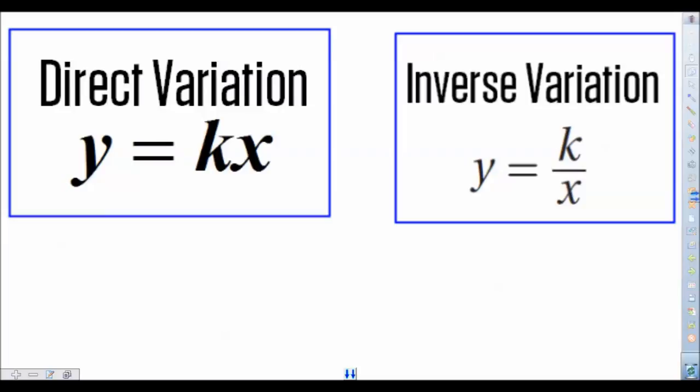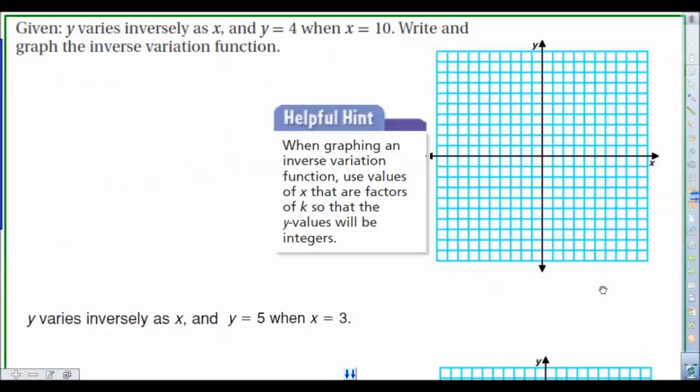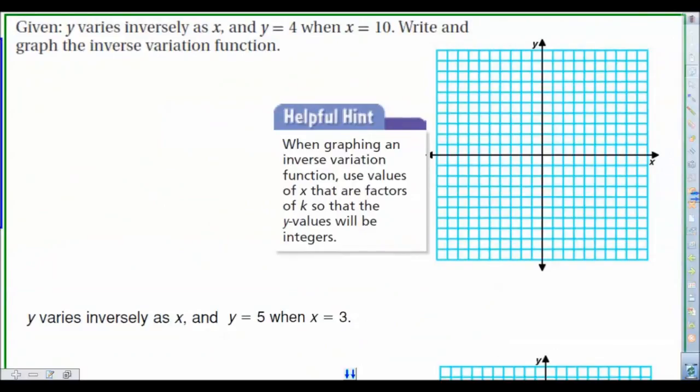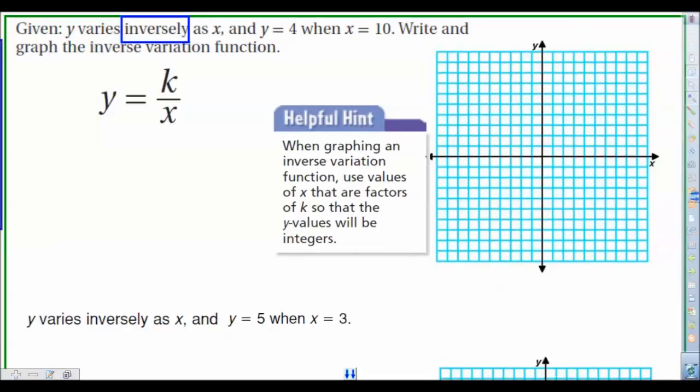So now when we set up our problems, let's set them up with k being divided by x instead of multiplied by x. Let's take a look at the example. This is the example right on the right side of that sheet where the inverse variation was spelled out there. So if y varies inversely as x, notice right there, there's inversely, and y is 4 when x is 10, graph the inverse variation function. Well, just like earlier our first move was writing down the direct variation equation, our first move here is to write down the inverse variation equation. And now our next step is to note the numbers that we're substituting in for y and x, just like we did before.